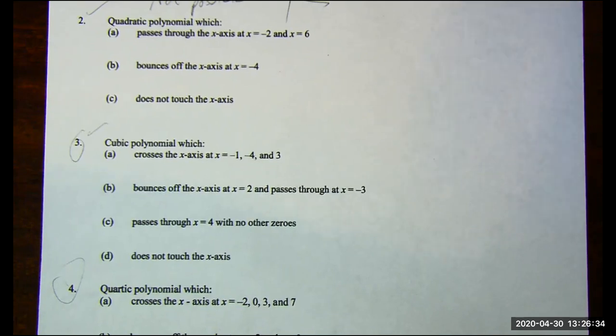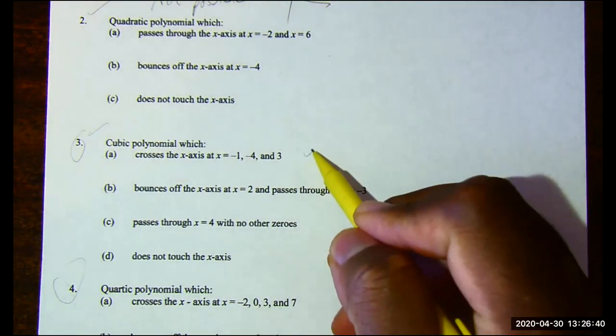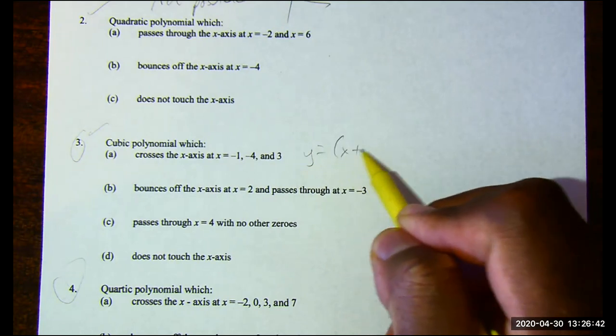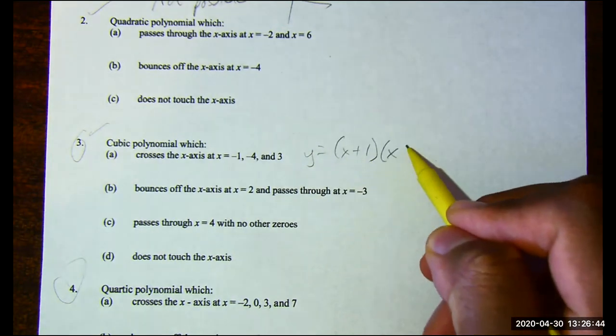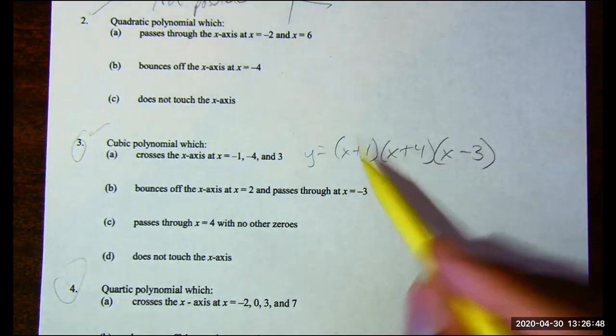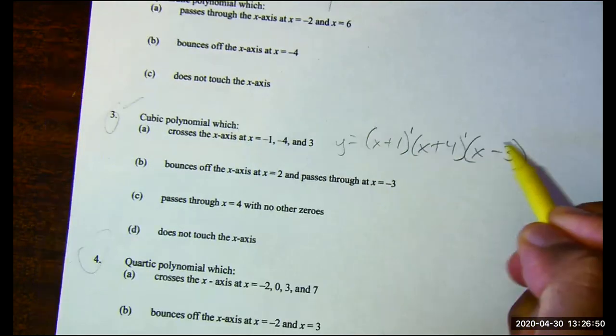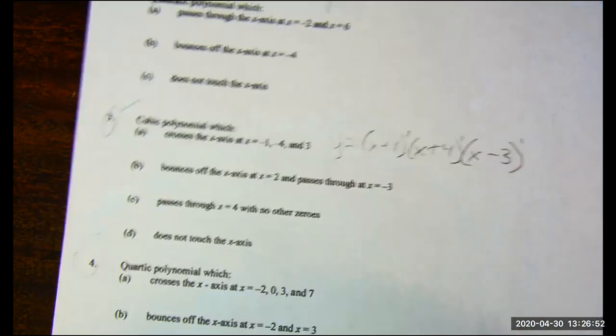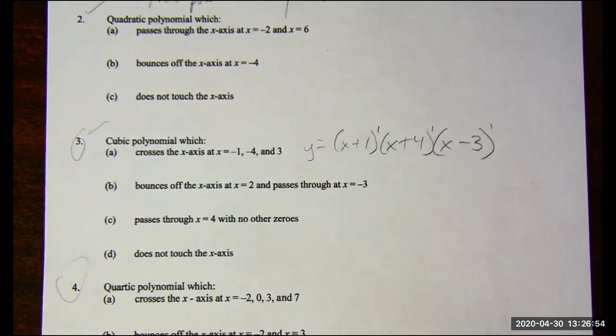Okay. Cubic polynomial crosses the x-axis at these points. So y equals (x plus 1) times (x plus 4) times (x minus 3), all multiplicity 1, because 1, 2, 3, it's cubic. That's it. In this case, I think that's the only one because it has to cross at those specific points.